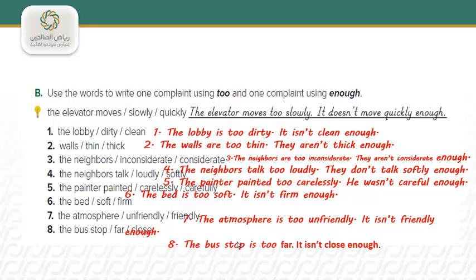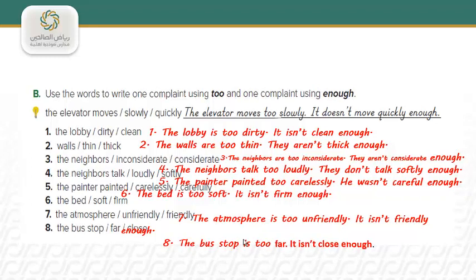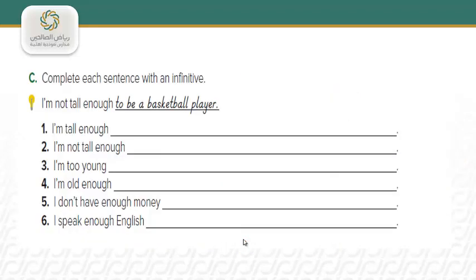Okay, moving to something else. Exercise C, complete each sentence with an infinitive. Now we need to complete with an infinitive. That is an infinitive phrase: to plus the bare infinitive. I'm not tall enough to be a basketball player. To be a basketball player is an infinitive phrase.